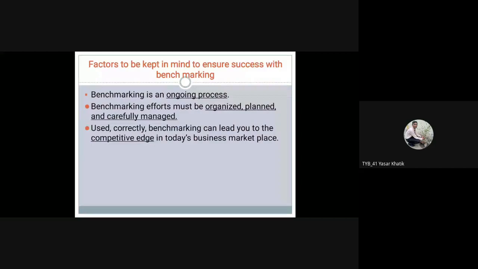Benchmarking is an ongoing process. Already I have said this is the continuous improvement process where we have to achieve better quality and output through this benchmarking. So it is an ongoing process.